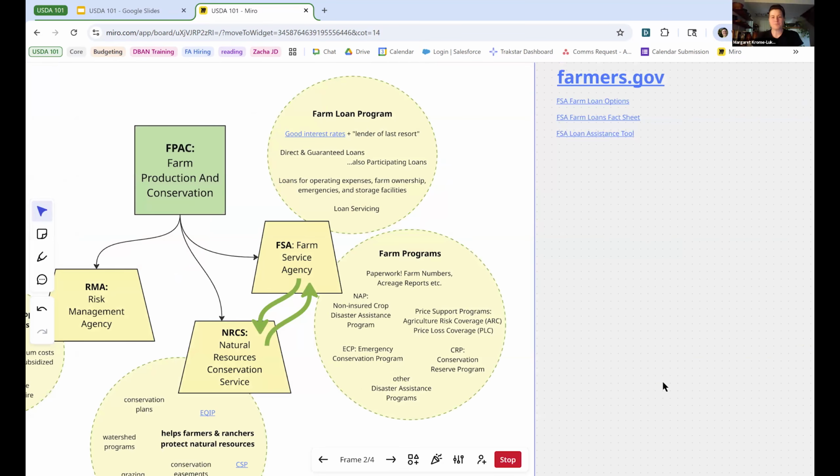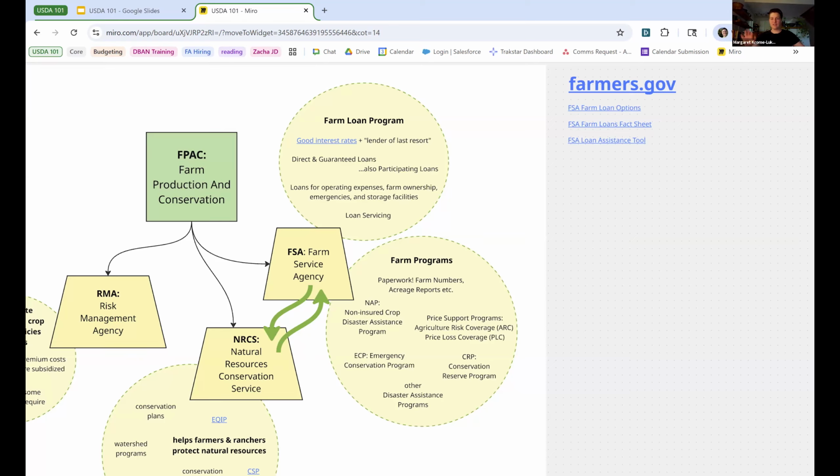Two major divisions within FSA. There's farm loan programs and there's farm programs. So the lending side and everything else, basically. In everything else, in farm programs, actually, let me back up a little bit. One of the very important functions of FSA is this kind of foundational paperwork. So to participate in most programs, you need a farm number. You also need acreage reports for a lot of programs. That is the kind of paperwork that you get done at FSA.